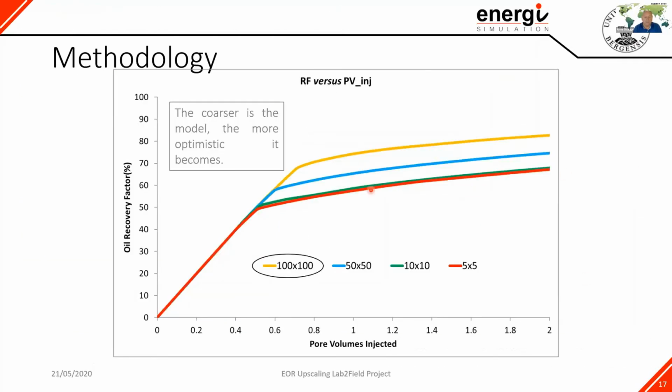So this leads to the coarser the model, the more optimistic it becomes. So if you want very positive results, do a coarse model. But if you want it closer to the true model, you have to go with the fine grid. And we believe that the 5 by 5 is representing the correct physical processes better. So the objective is then to find a coarse model which can mimic the 5 by 5 grid model.